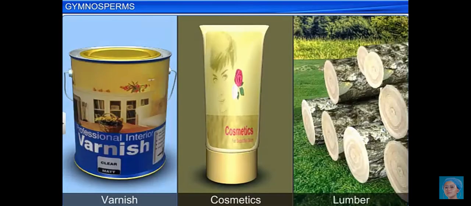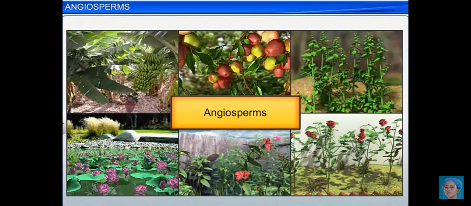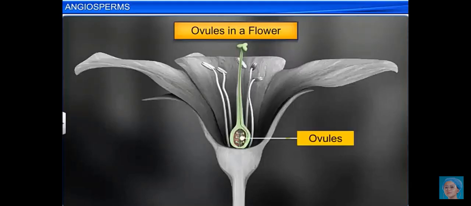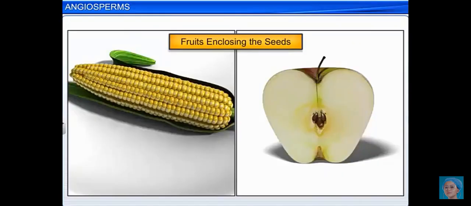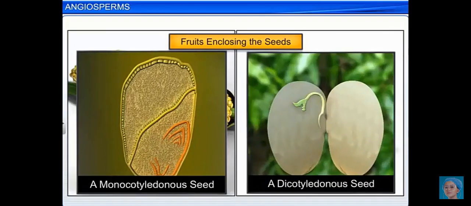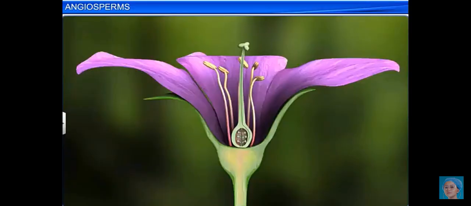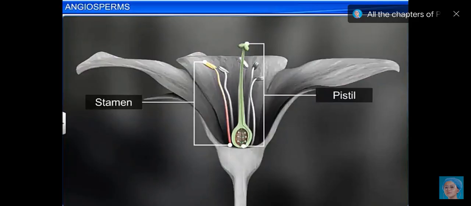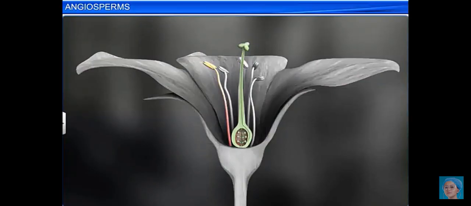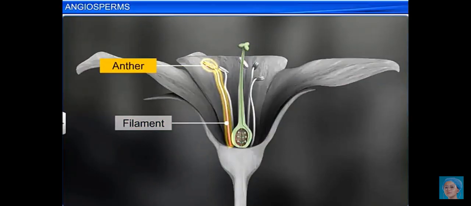Today, the dominant plants are called angiosperms. These are plants in which the ovules develop inside the flowers. The seeds too are enclosed in fruits, and they can be monocotyledonous or dicotyledonous. A typical flower of an angiosperm contains the stamen and the pistil, the male and female sex organs respectively. The stamen consists of 2 parts, filament and anther.